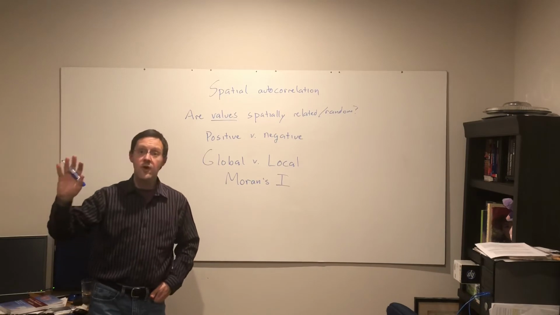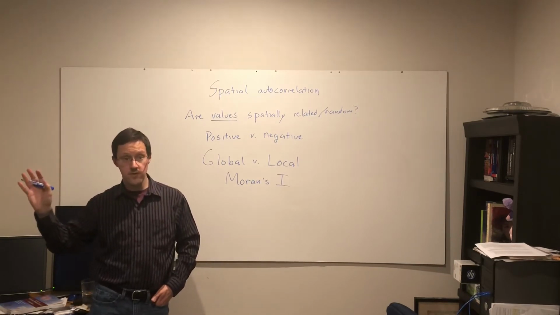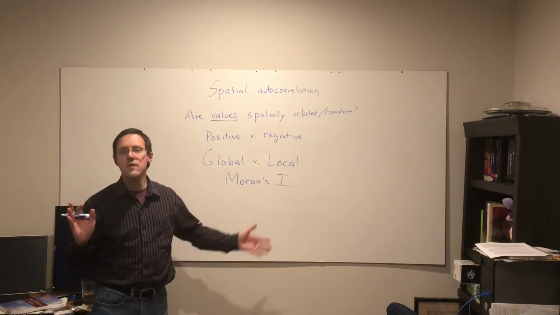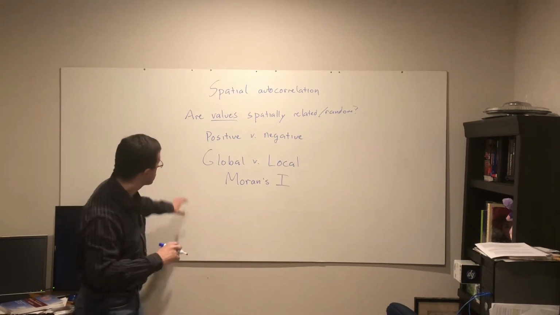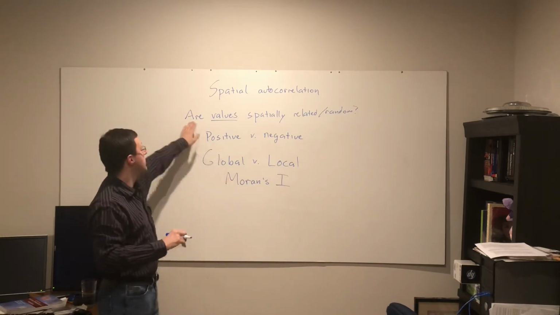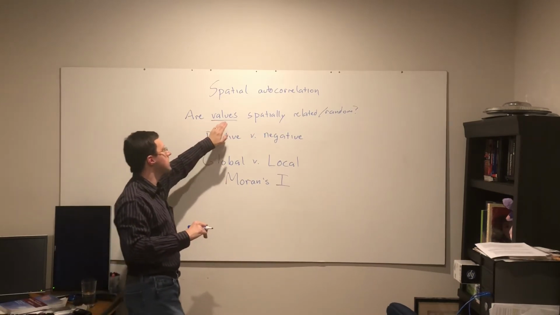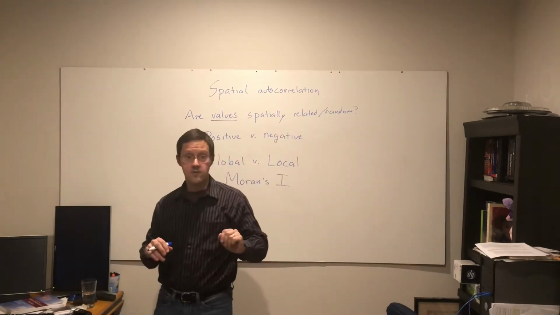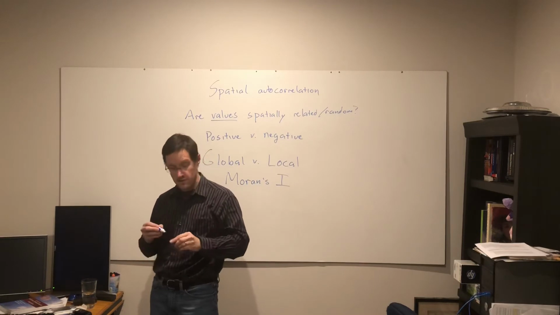As an aside, there are other tests for spatial autocorrelation. It is not just Moran's I, but that's the one I have covered in this class. So these would be, as I have here, asking questions about: are the values related to each other? Are they near each other? Are they similar?